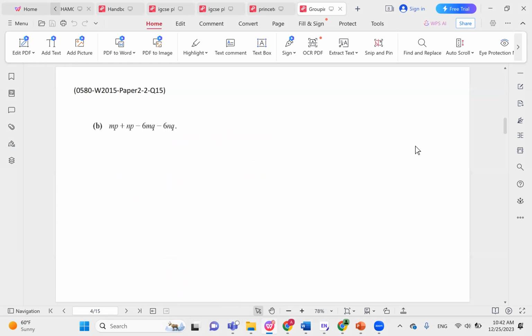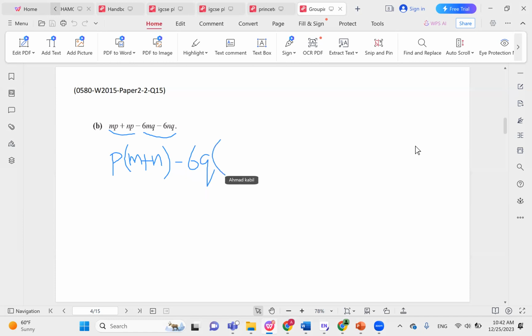So in this case, we have mp plus np minus 6mq minus 6nq. So let's try taking out p as a common factor here. What remains is m plus n. Then let's try taking out negative 6q as a common factor here.